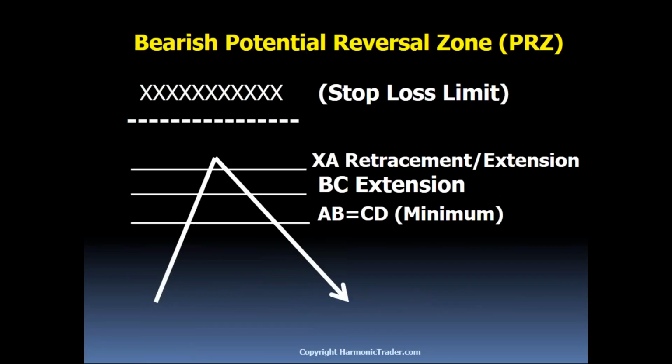Our bearish stop loss zone, potential reversal zone, includes the stop loss limit as well. This is really important. Again, notice the XA primary retracement or extension measurement. We utilize that BC extension. That's more a complementary measure, but we combine these with the ABCD. We'll look at some examples here in a minute, but these 3 measures define the price range for the ideal completion of the harmonic movements.